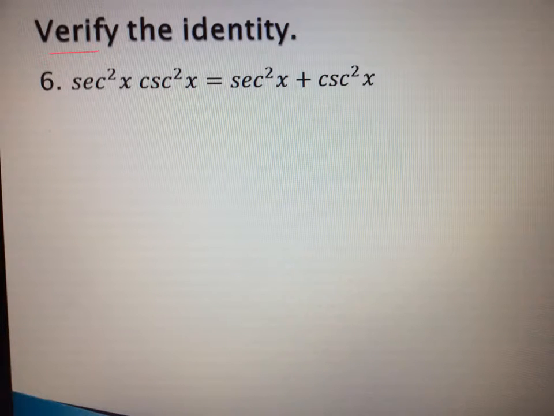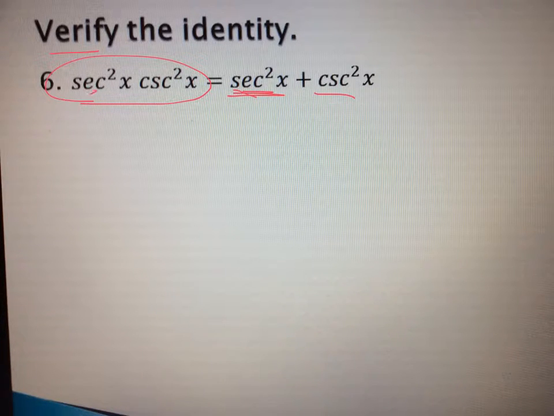We are asked to verify the identity again. I'm going to go ahead and start with the left-hand side. Usually multiplication is a little bit easier to simplify. And I see where we're trying to go. We're trying to turn this multiplication of secant squared times cosecant squared into secant squared plus cosecant squared.